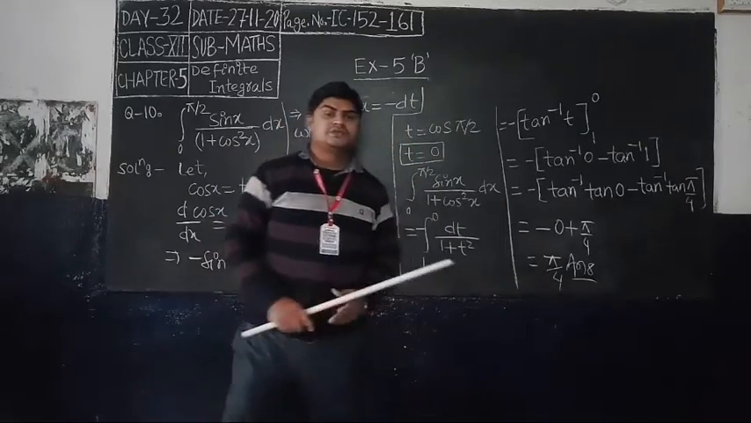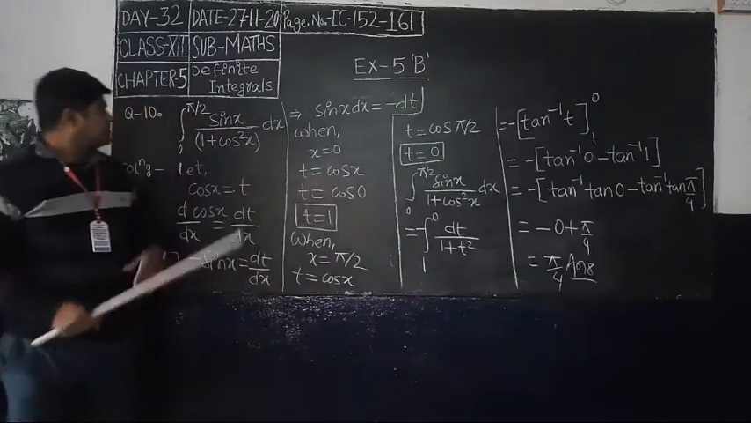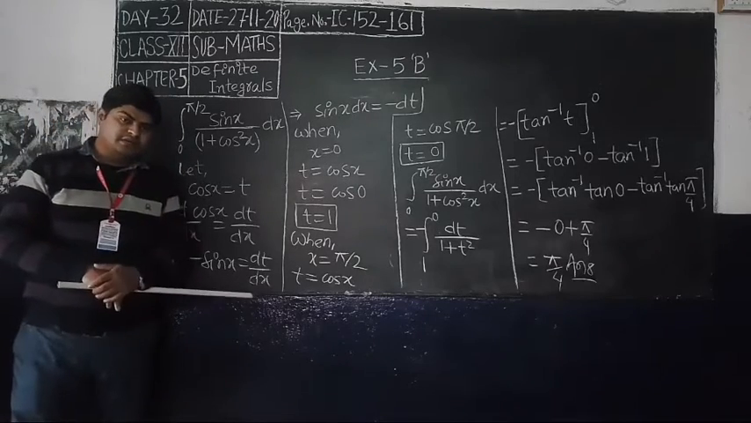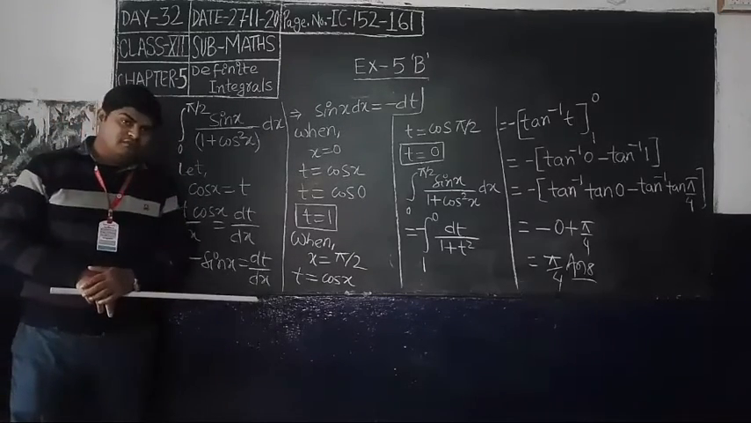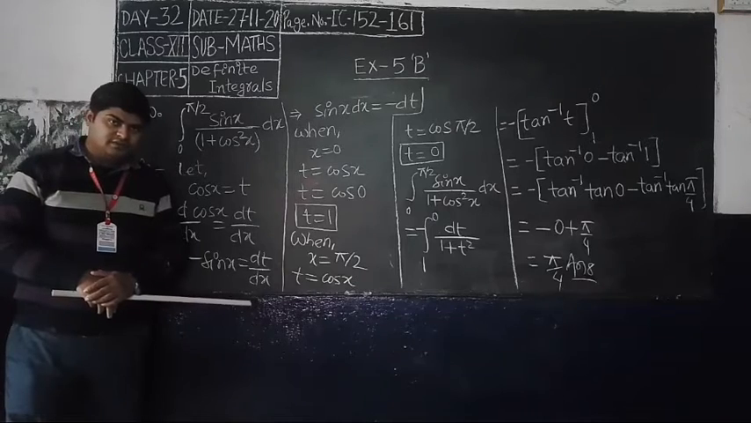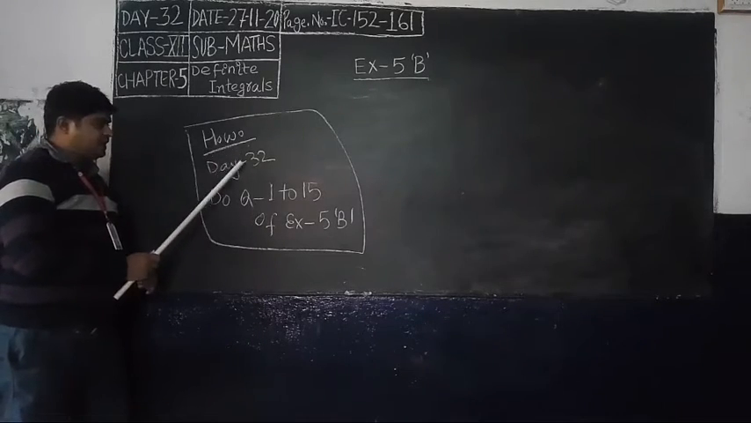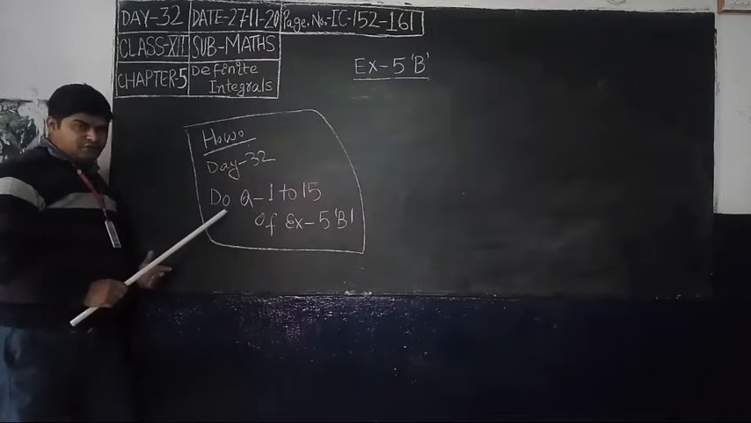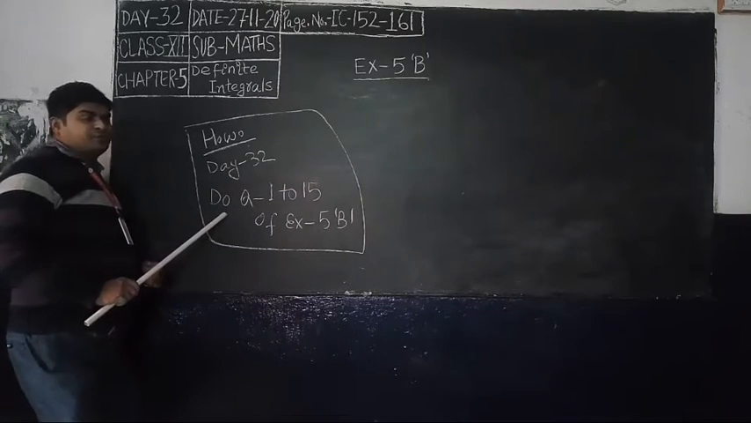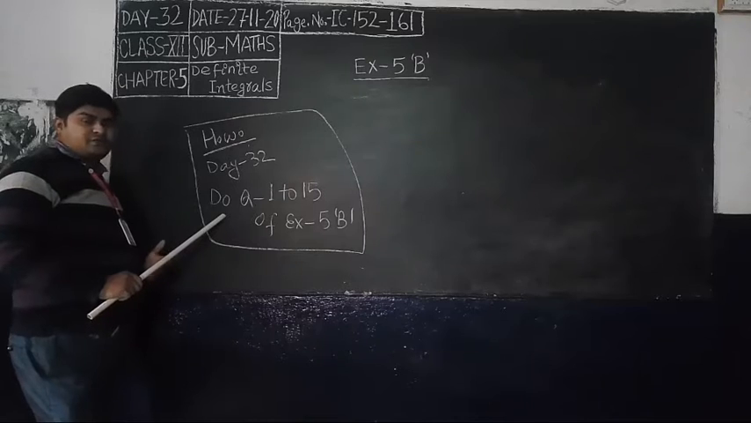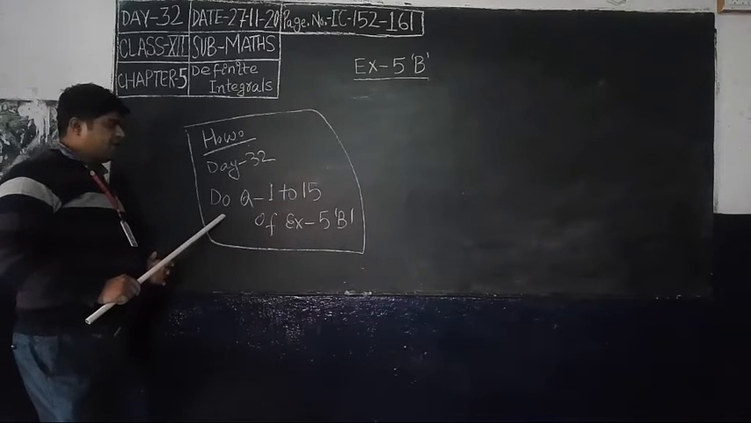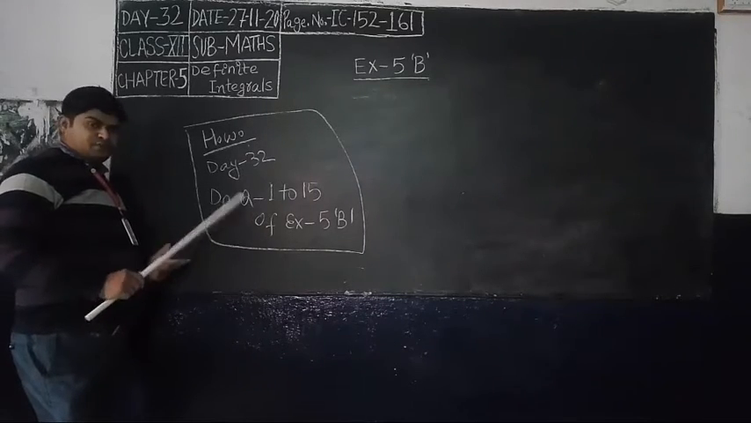Okay, students, today I have solved two questions, question number 8 and question number 10. Now it's time for your homework. Write down homework. Now students, this is your homework for day 32. I have discussed question up to 10 and question 10 to 15 is similar to each other. So you can solve up to 15 questions.